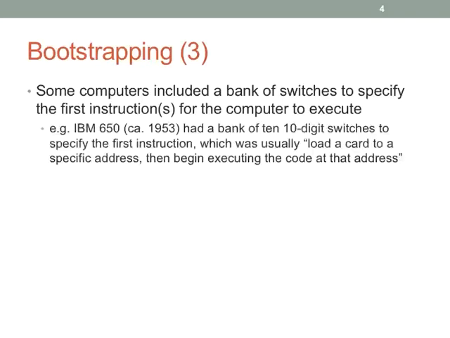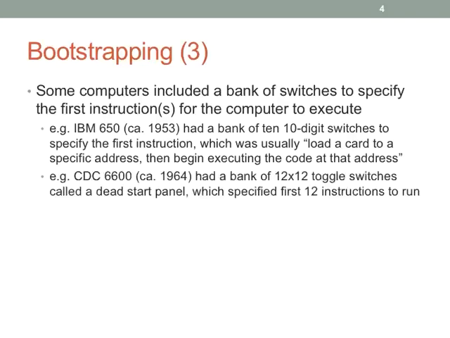So the IBM 650, just to give you a few examples, in 1953 had a bank of 10 10-digit switches. So it had 100 switches that you could set that would basically be the first instructions to start the computer running. And typically they would say, go get me a punch card's worth of data or a couple punch cards worth of data, load them into a specific address, and then start running that information.